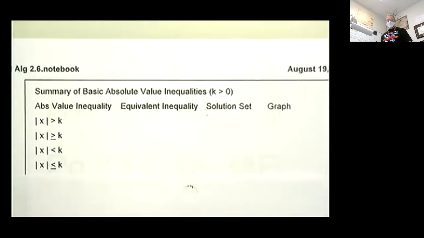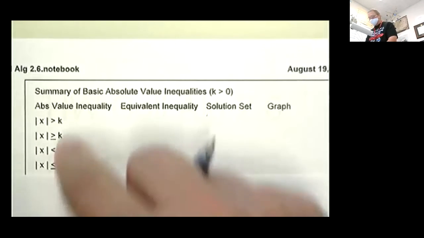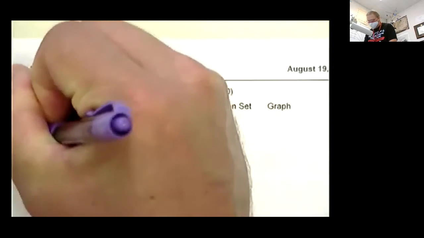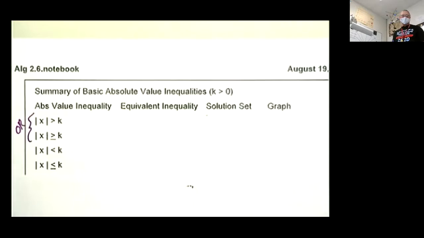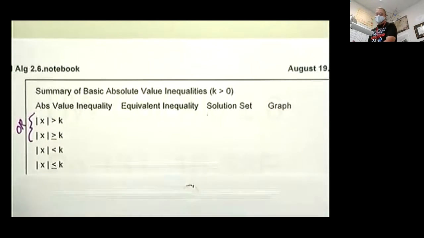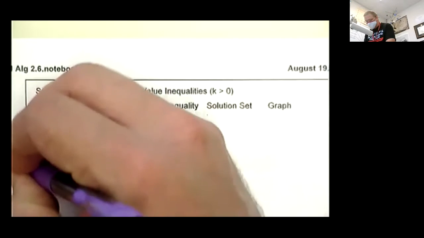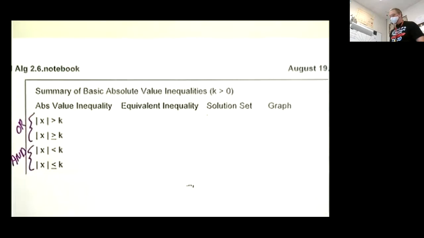So here we go. What if we have an absolute value that's greater than k? Well, greaters, there's two of them, the greater than and the greater than or equal to. These two greaters are going to turn into or graphs. Less than and less than or equal to, and you can kind of hear it in the word less than. There's an and in there. Those two are going to be and graphs.